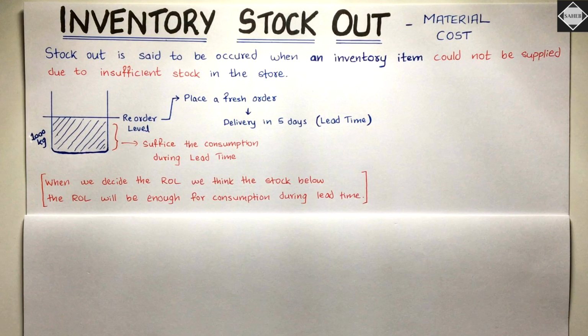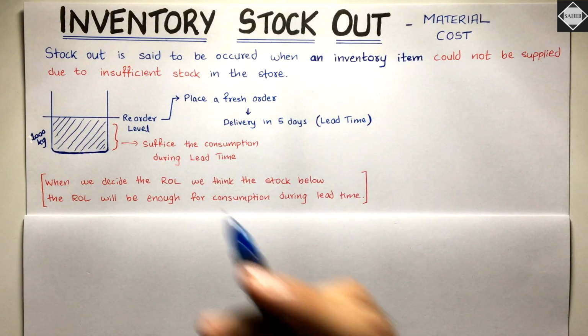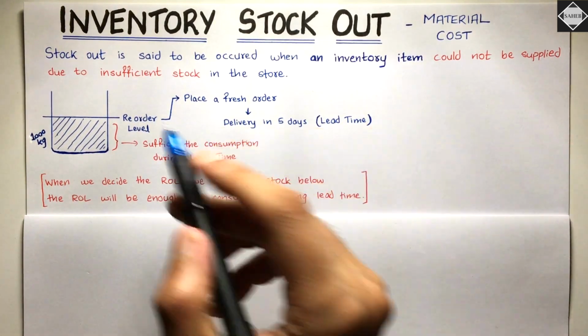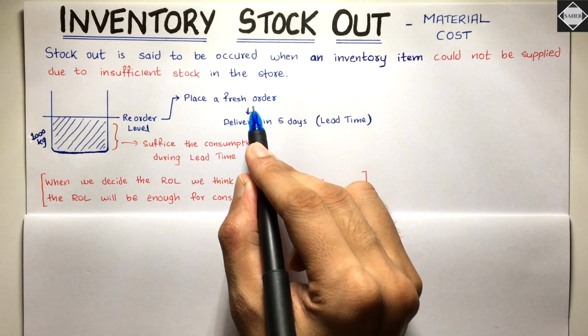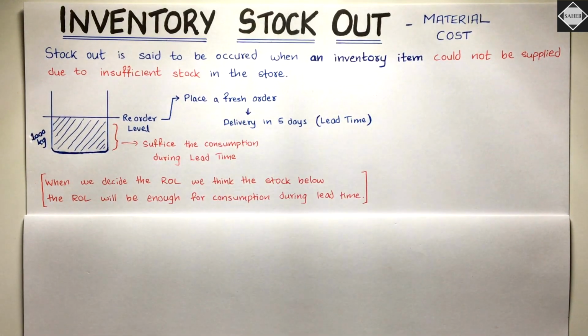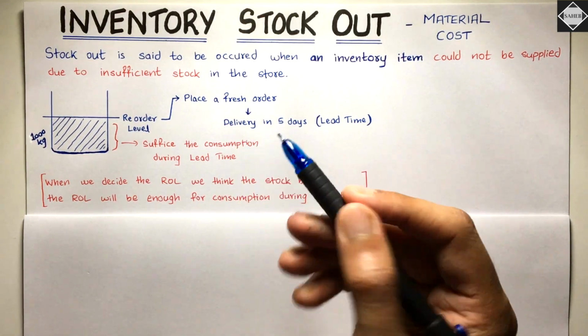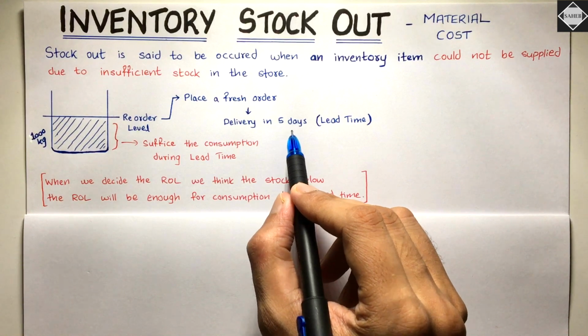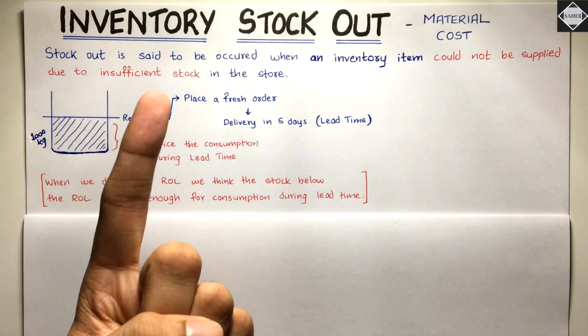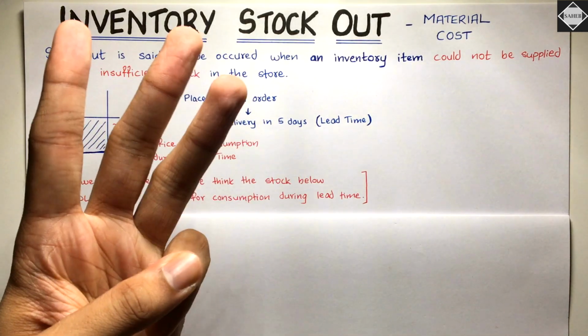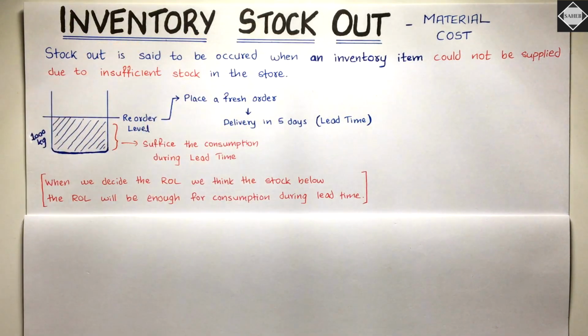Okay, so what do we do when our inventory reaches the reorder level? You all know we place a fresh new order, right? And immediately we do not receive the order. You all know that we place a huge quantity order and it takes time for the order to be delivered. Let's say on an average it takes 5 days, and this is called what? Delivery period, shipping period, lead time, reorder period. Okay, so many terms are there.